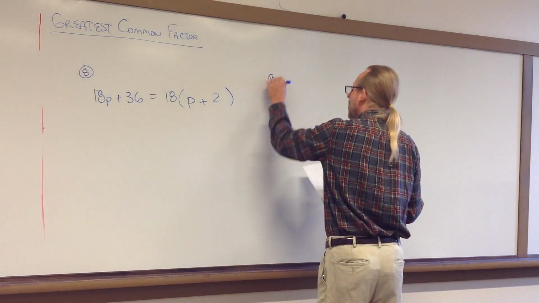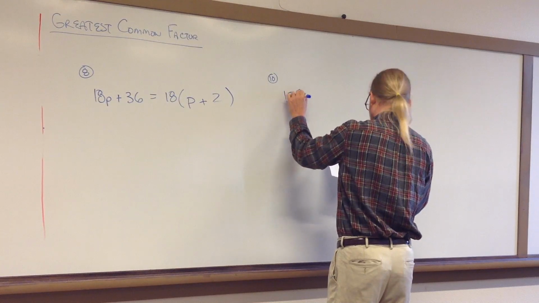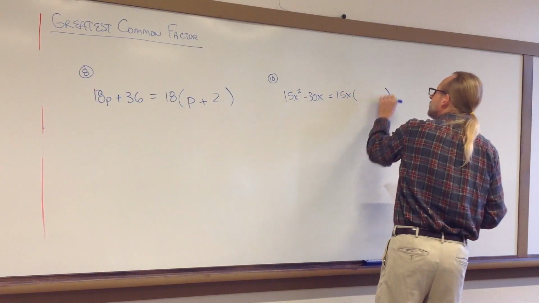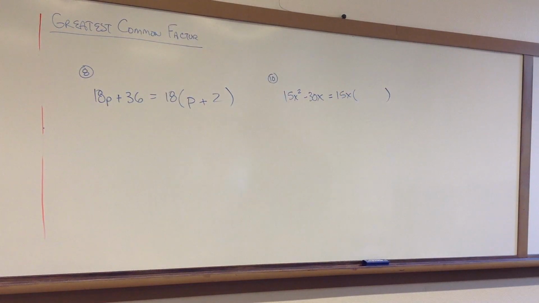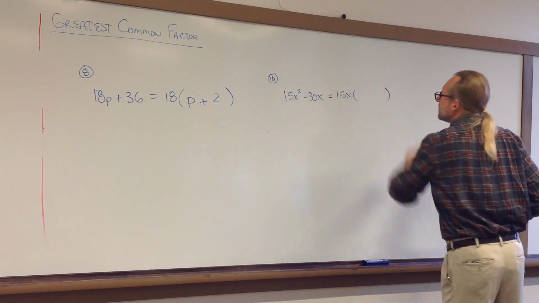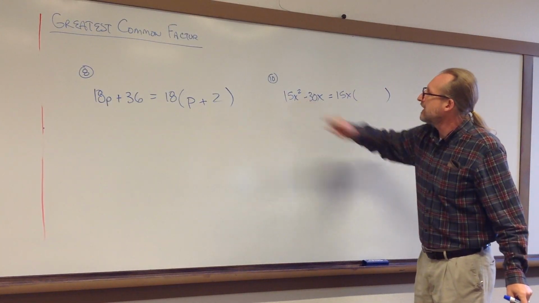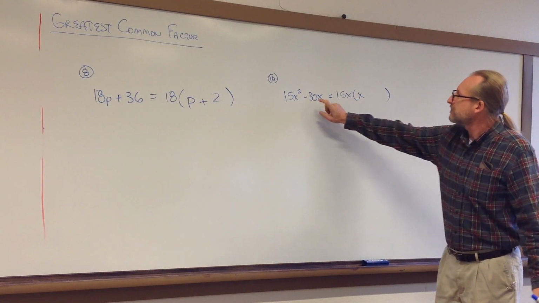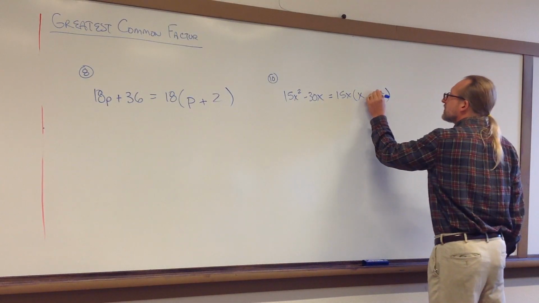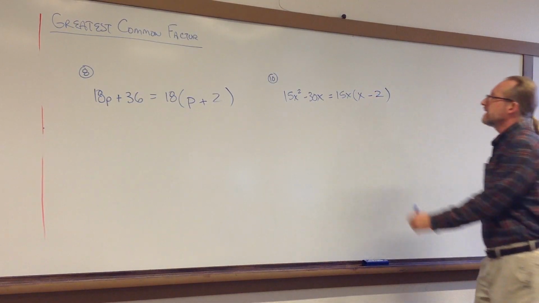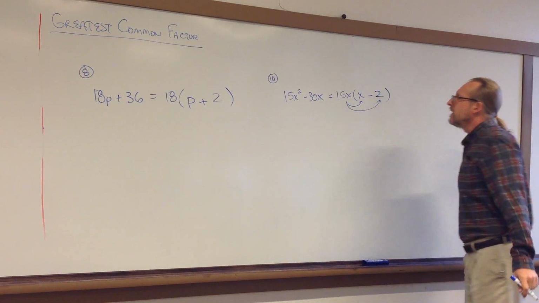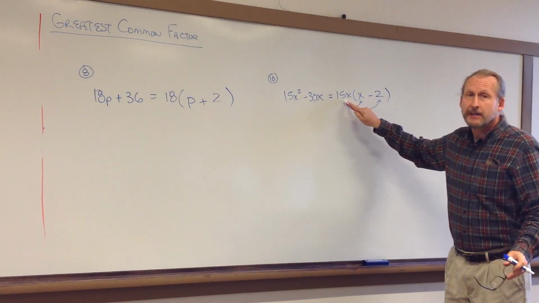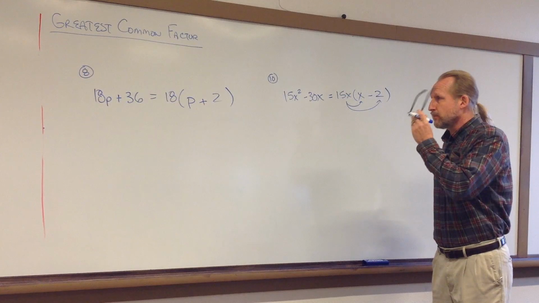Number 10. We've got 15x squared minus 30x equals 15x. So that's our common factor. And the question is, what's going to be left inside here? What do we multiply the 15x by to get 15x squared? Well, we'll need an x. And what do we multiply the 15x by to get the minus 30x? That should be minus 2. And you can always test it out by multiplying back through. And again, if you're ever not sure what these end up being, you can take the term and divide it by this thing to get what goes inside the parentheses.